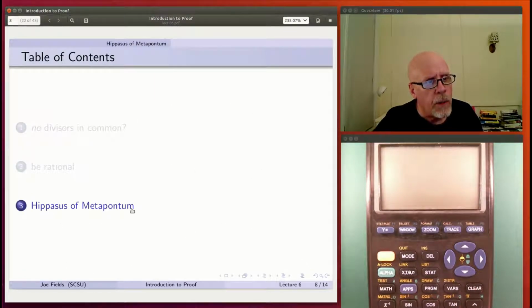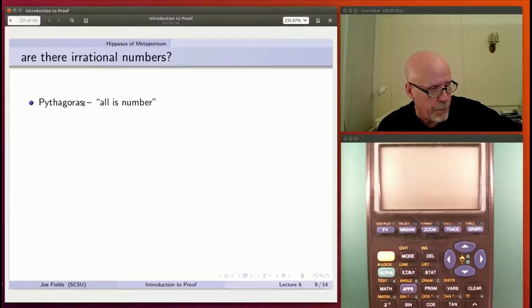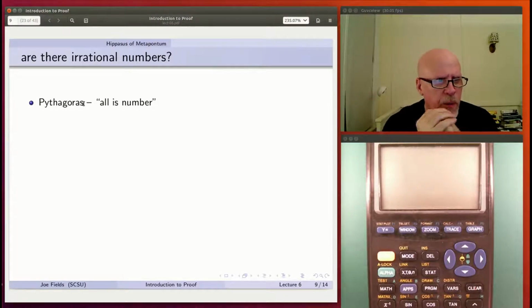All right, so we're on to really the important piece of today's lecture. Are there irrational numbers? Well, okay. Pythagoras, I think most folks have heard of Pythagoras. He is famous for thinking, an element of his philosophy at least, was that literally the universe was made up of numbers. That is, everything is constituted by mathematics.